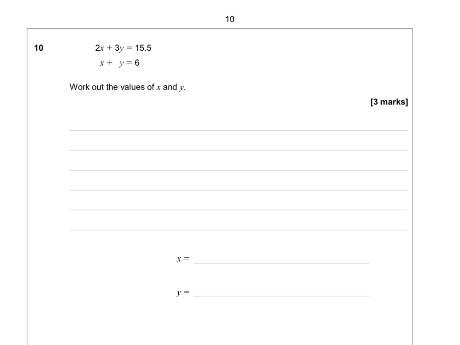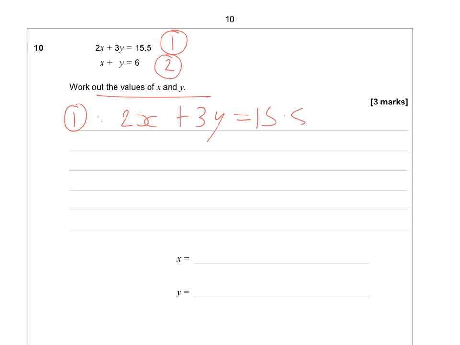Question 10. 2x plus 3y equals 15.5. x plus y equals 6. We have a pair of simultaneous equations and we have to work out the values of x and y. I'm going to leave equation 1 as it is, 2x plus 3y equals 15.5, and I'm going to multiply equation 2 by 2. This gives me 2x plus 2y equals 12.